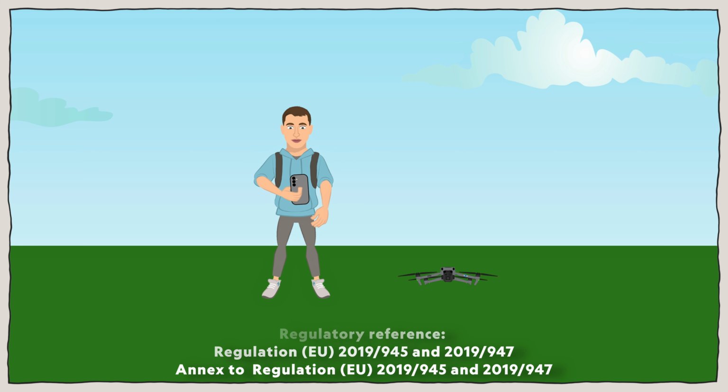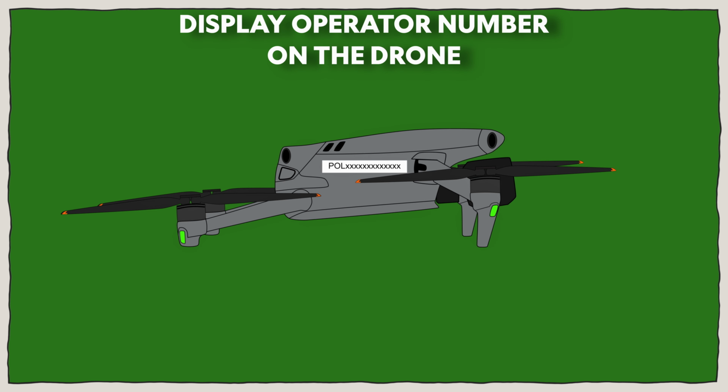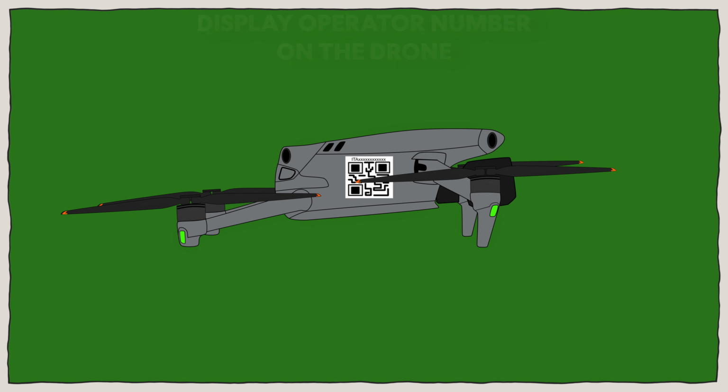Before we fly with the drone, we have to attach our operator number to the drone. It could be on the side of the drone, it could be on the front of the drone, that doesn't really matter. It just has to be in a visible place, and the operator number could be in the format of a QR code, depending on the country.